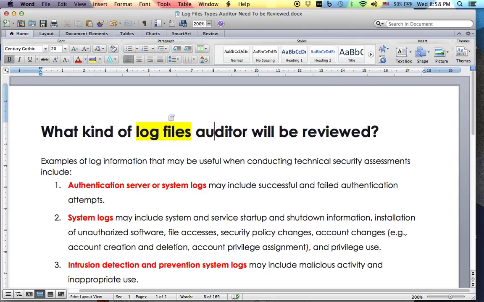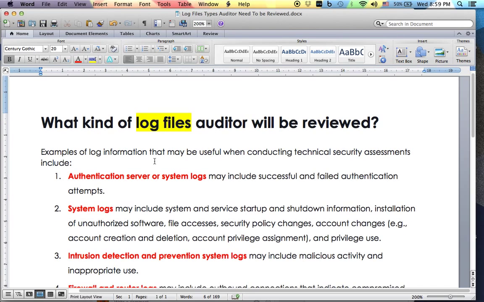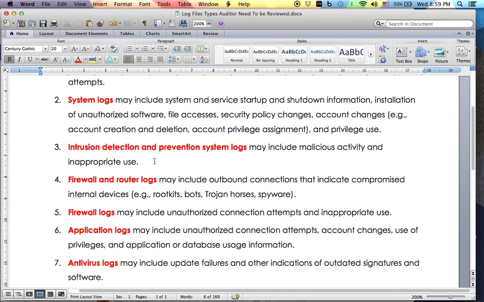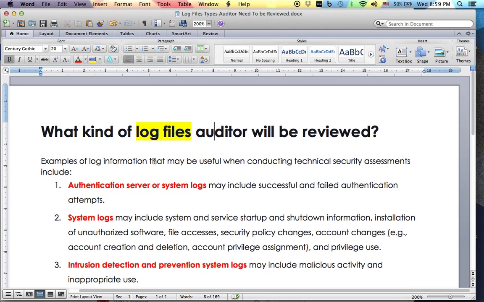I wish to share with you how an auditor can review the system log file, application log file, or security log file. Based on my experience, I define 8 different log files that an auditor needs to review and treat as very significant when we need to identify unauthorized access from the system, from the network, or from the database. So the auditor will identify one, an authentication server or system log.